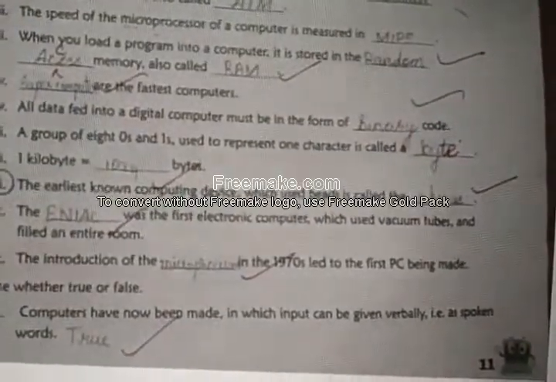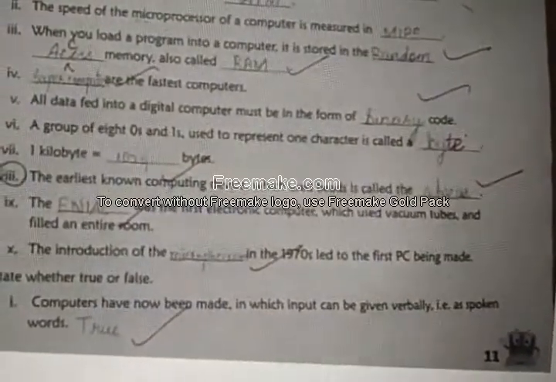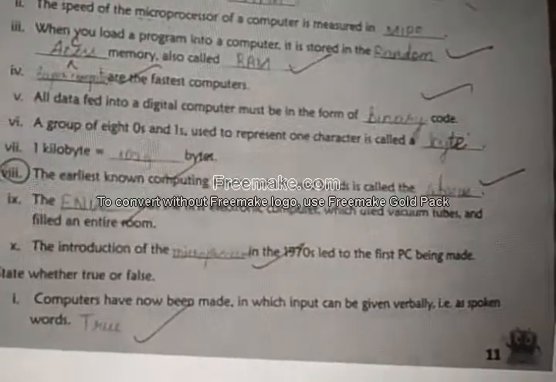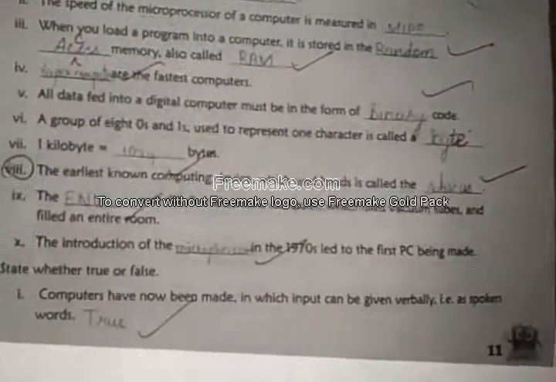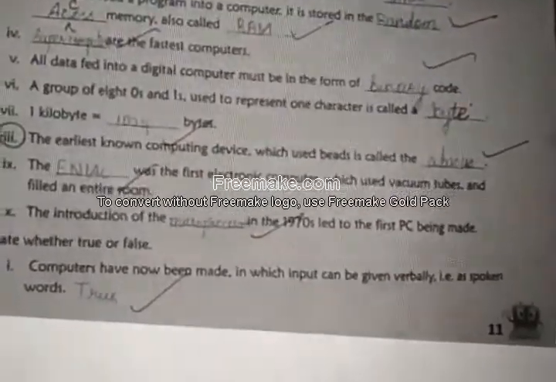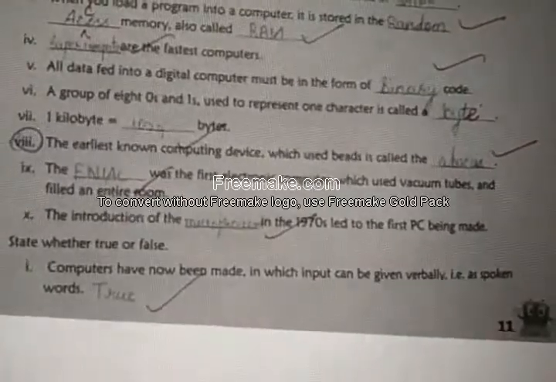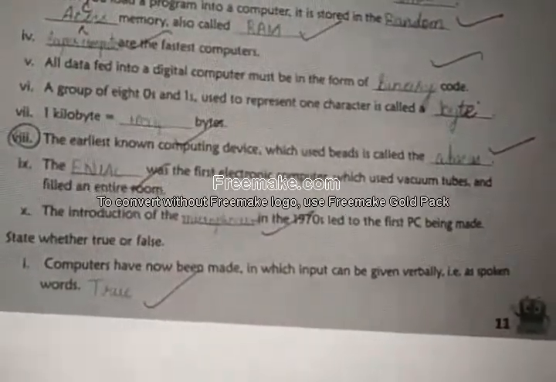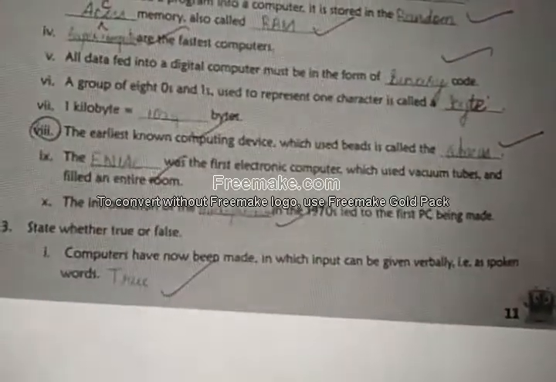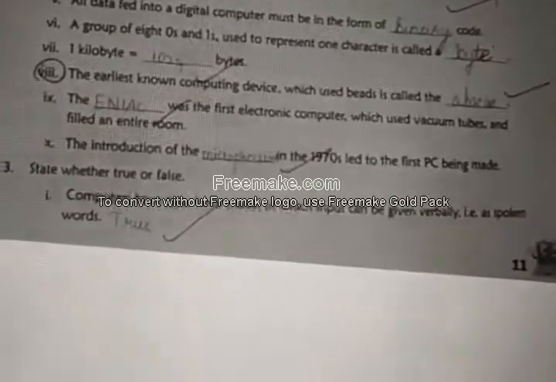The dash was the first electronic computer which used vacuum tubes and filled the entire room. ENIAC, write in capital. Okay. The introduction of dash in 1970 led to the first PC being made. Microprocessor, MICROPROCESSOR. Okay.